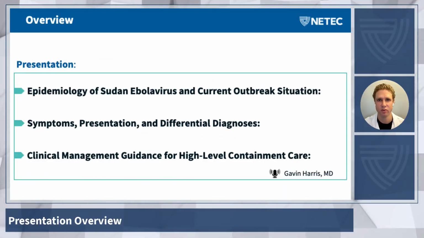Now, my presentation will have three primary objectives. The first, I'm going to give an overview of the current situation in Uganda. We're going to talk about some symptoms and presentation and some differential diagnoses of Sudan Ebolavirus. And then finally, from a strategic level, I'm going to provide some preliminary management guidance for patients requiring high-level containment care.